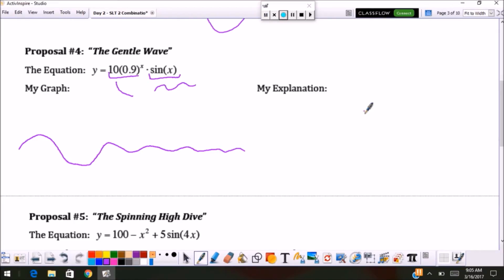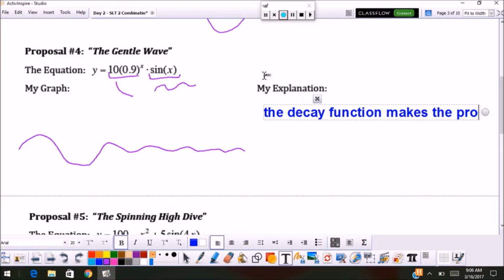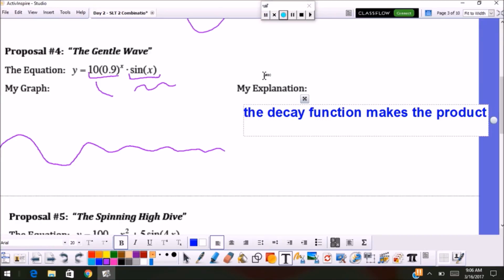And my explanation is going to be that the decay function makes the product 0.9 to the power of x times sine x grow smaller as x increases.